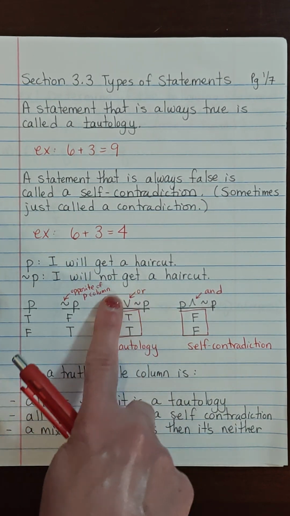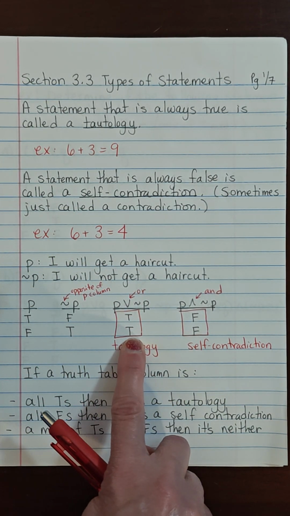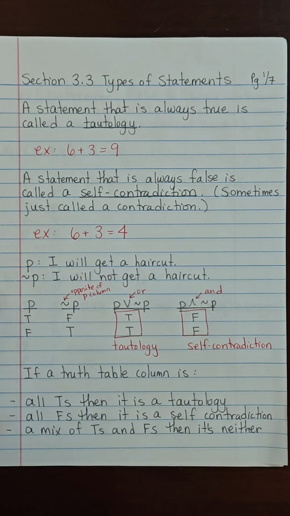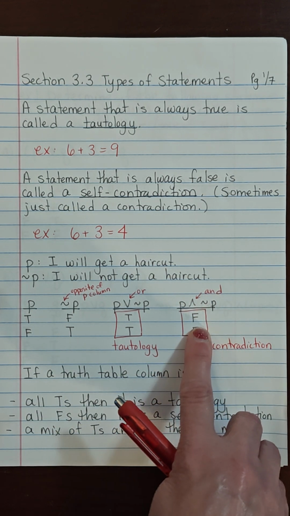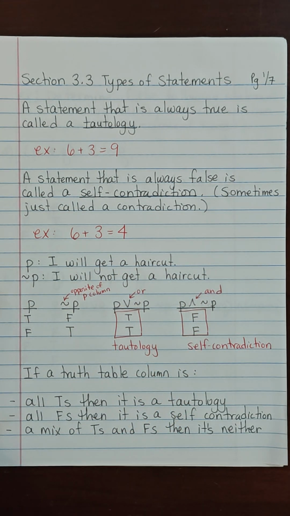This entire column is all true. So we say that this statement is a tautology, meaning it's always true. Whereas this column is always false. So we call that a self-contradiction.